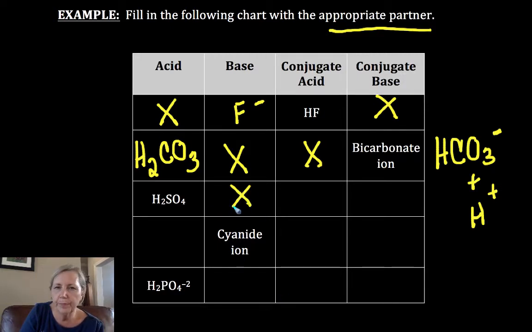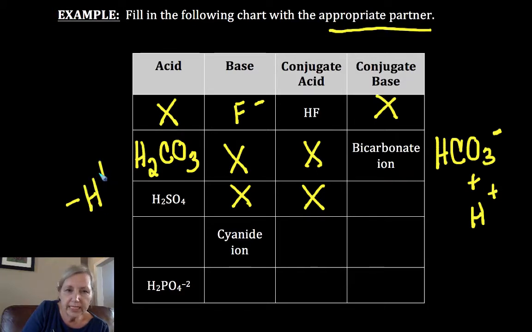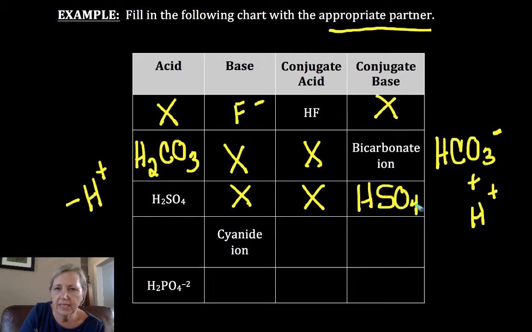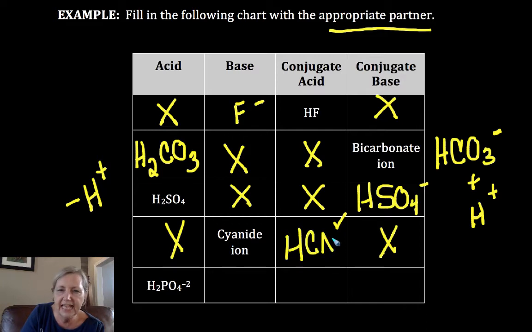Acids don't have partner bases. Acids don't have partner conjugate acids. They have conjugate bases. Acids lose an H and a plus, so I'd have HSO4 minus. Cyanide ion is a base, so it's going to have a conjugate acid, and that would be HCN. Cyanide is CN minus. You add that H plus, and you have HCN.